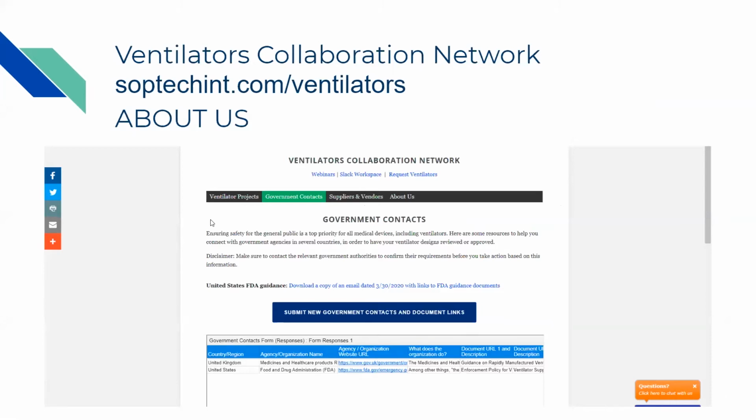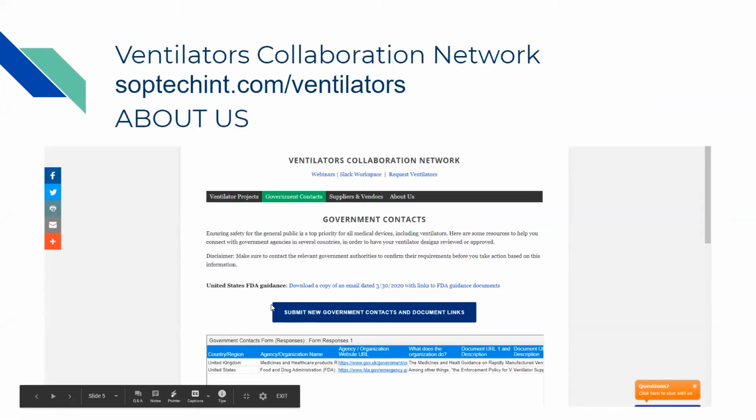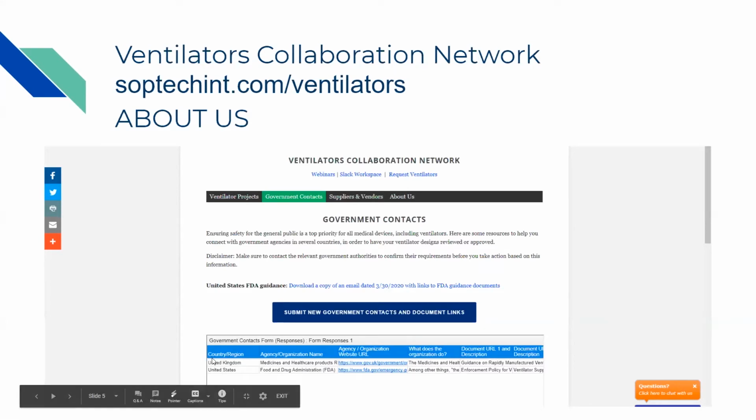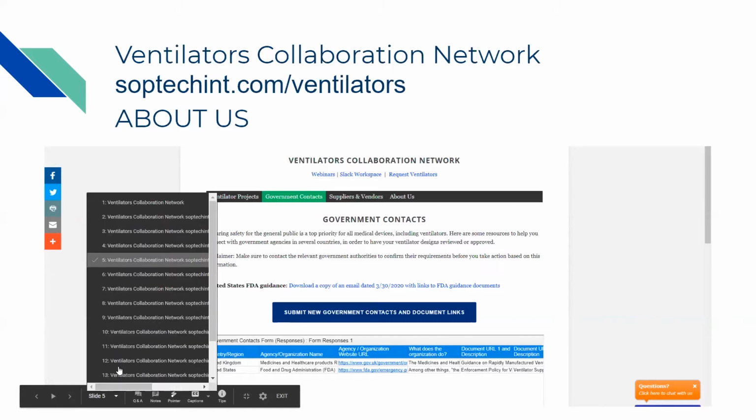The next page is government contacts. So if you have any link that you want to share, you can simply click on the form there. And once you fill out that form, it will automatically populate the spreadsheet below. I just added information about the two that I found. But if you have any other information, other links, feel free to add those there.